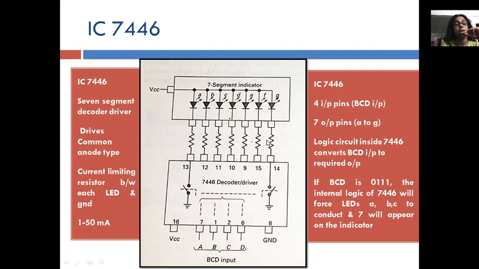So how much current can flow at the maximum into the 7 segment indicator? It can be up to 50 milliamperes. So that is limited by these external resistors.